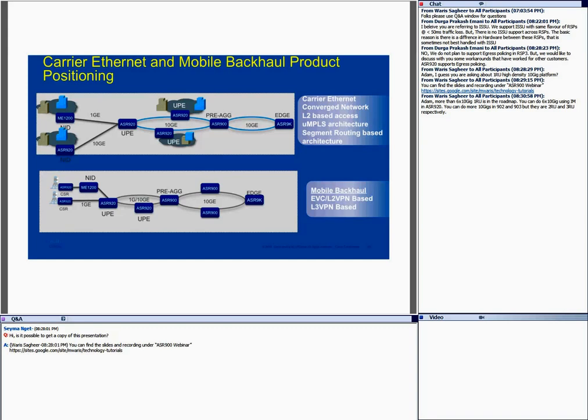Depending on what the access deployments are, you would use multiple variants of 920s. You may need a 12-port, you may need a 24-port, depending on the need, the consumption, the traffic that is being passed, and also the number of subscribers. So you would have multiple ASR920 variants.